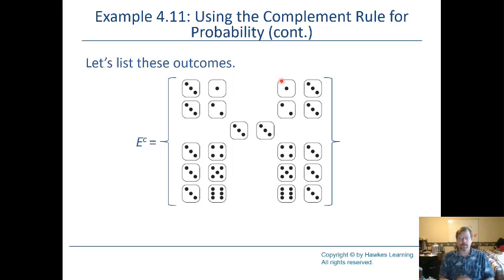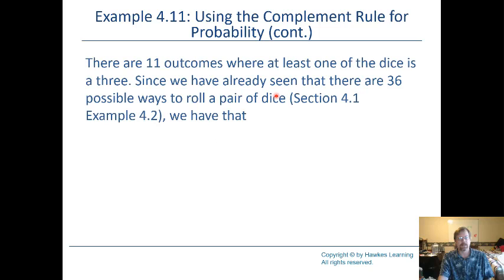That's 11 possibilities that have a 3. I do not remember offhand from the last session how many total possibilities there are. 6 of each. I'm thinking 36 if I'm thinking correctly. Yes, 36. 36 possible ways. You can have 1 through 6 possible on each die. So we have 11 out of 36.